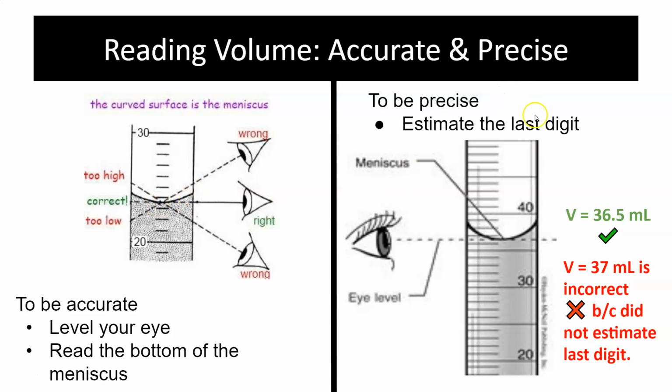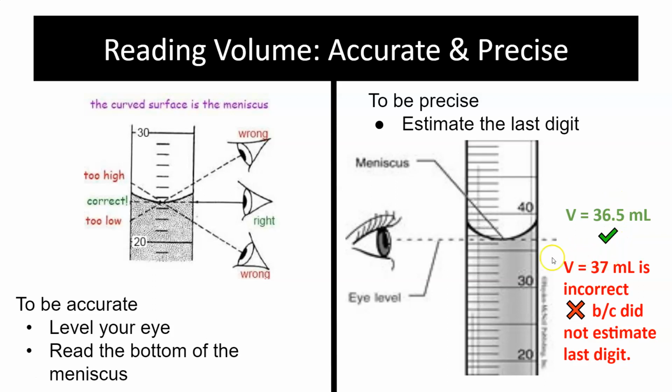Now let's move over to how you be precise. Being precise really has to do with how you're reporting your values. Here we see the meniscus is between the 36 and 37 marks. So we would read this as 36.5. I'm being precise here because I'm estimating that last digit. Maybe someone else would read that as 36.4, or someone else as 36.6. That last digit is your uncertain digit, and it's important that you estimate it.